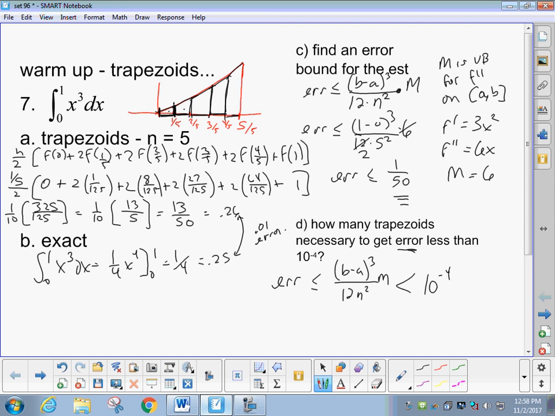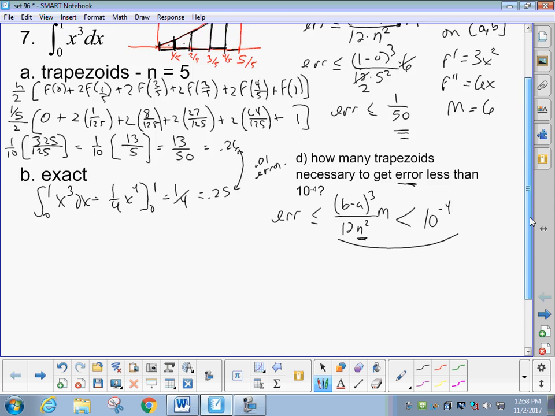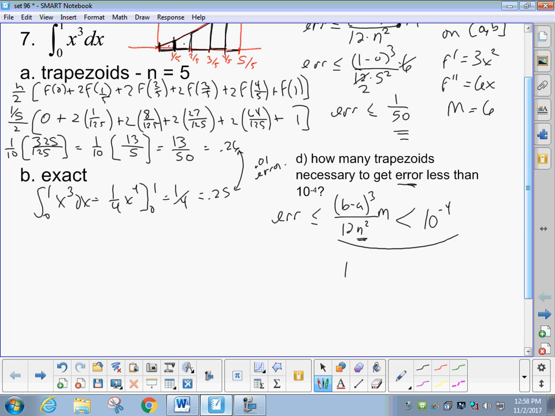Do you agree? Okay, so I'm going to hang off of the error, and I'm going to talk about what n would have to be in order to get that error bound less than 10 to the negative 4. Well, I know b minus a, did it change now? Or am I still talking about the same region? Same region. So that's still 1 over n cubed. What about m? Did m change? No, it's still the second derivative, same region, so 6. What is left up in the air now is, how many trapezoids do I need?